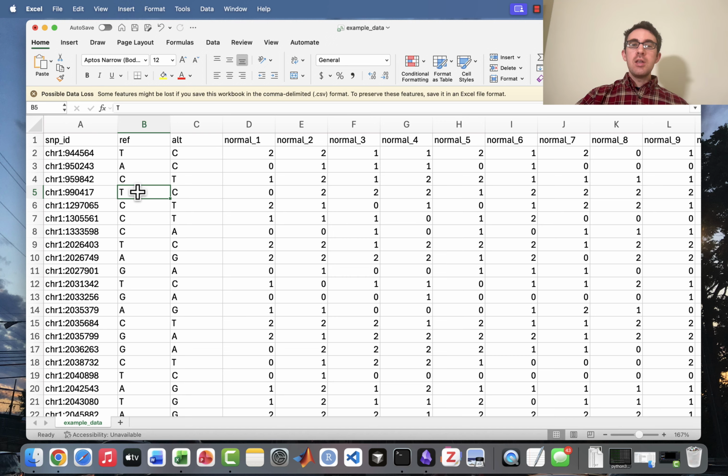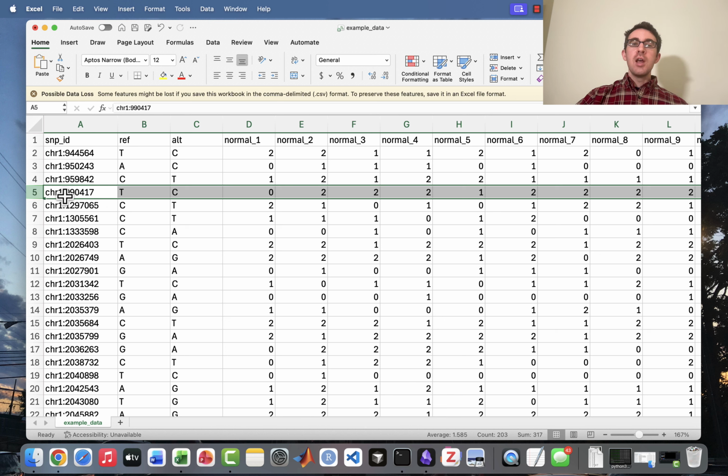But besides the reference allele, there's also an alternate allele possibility, or another possible letter that could be found at that position besides the reference allele. And we call each one of these positions that could have the reference allele or the alternate allele a SNP. This is pronounced "snip," by the way.